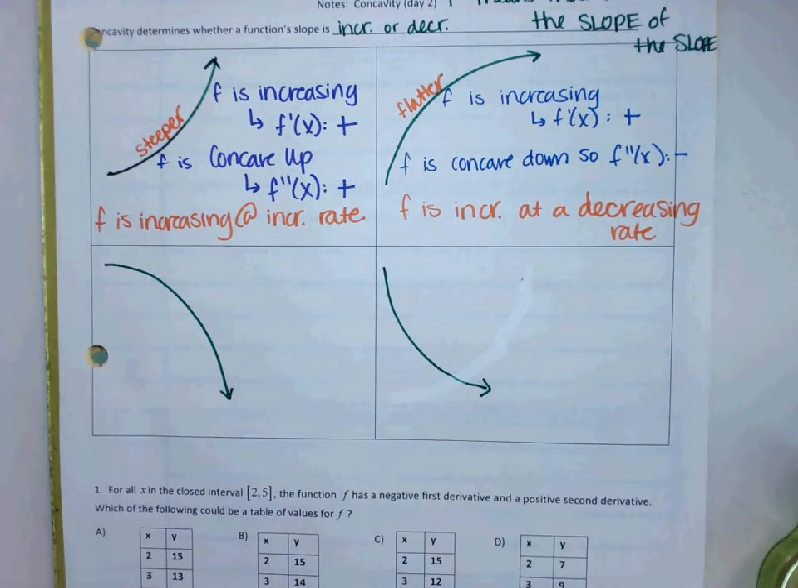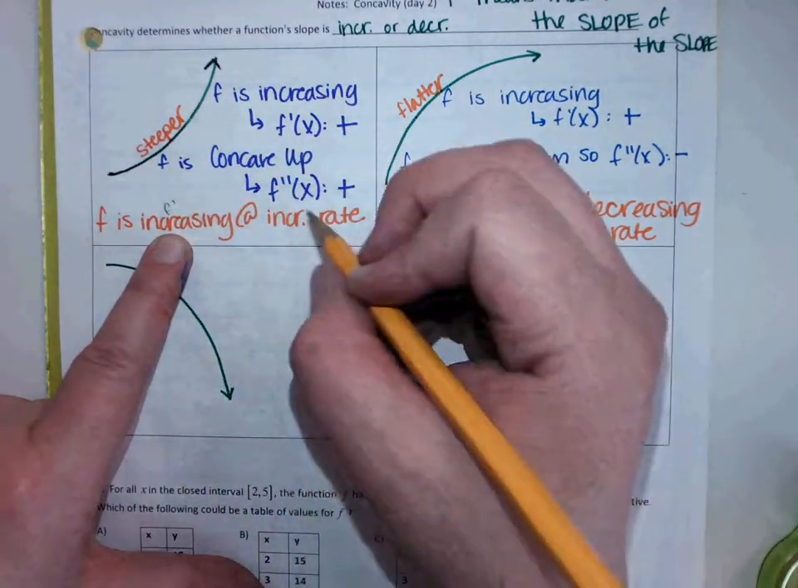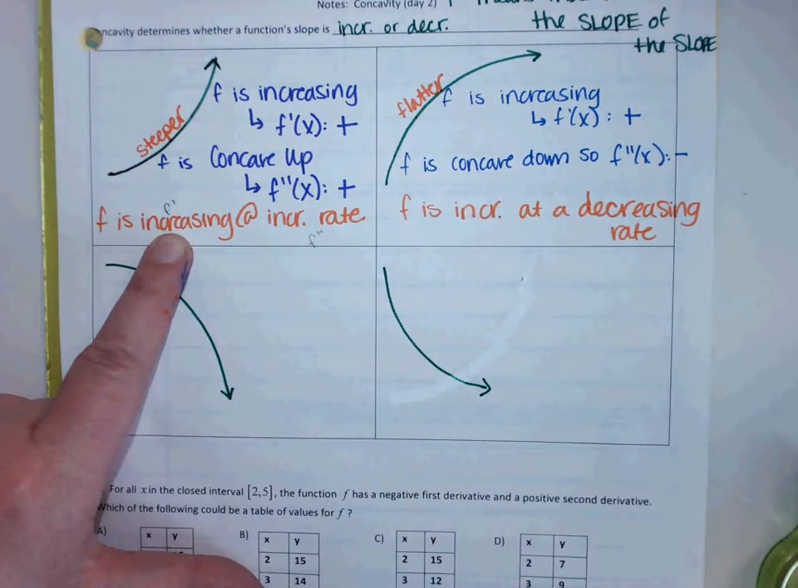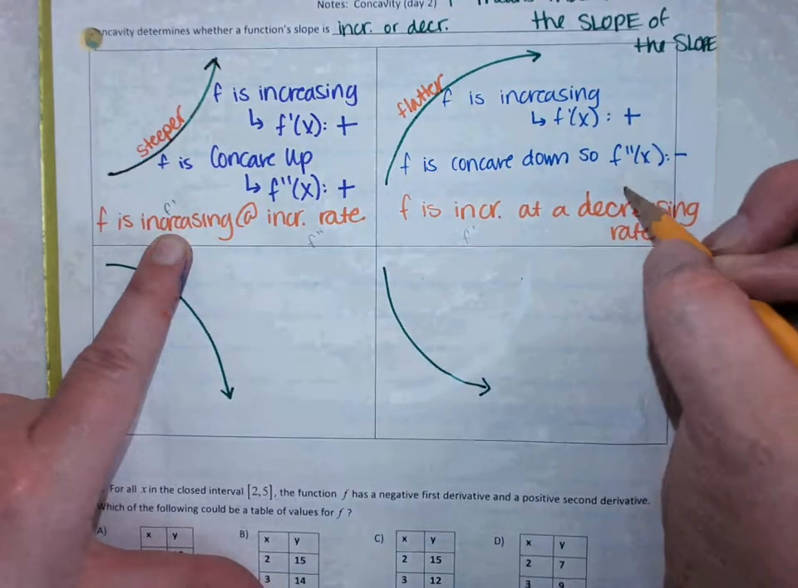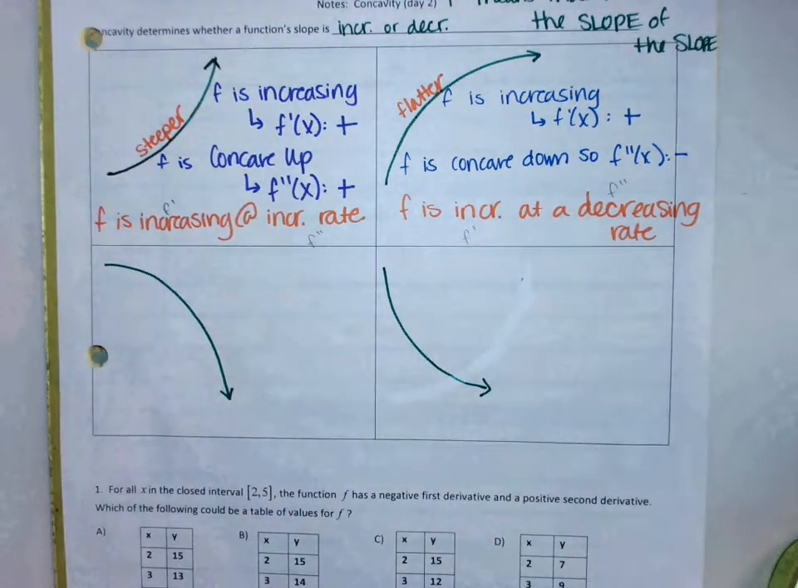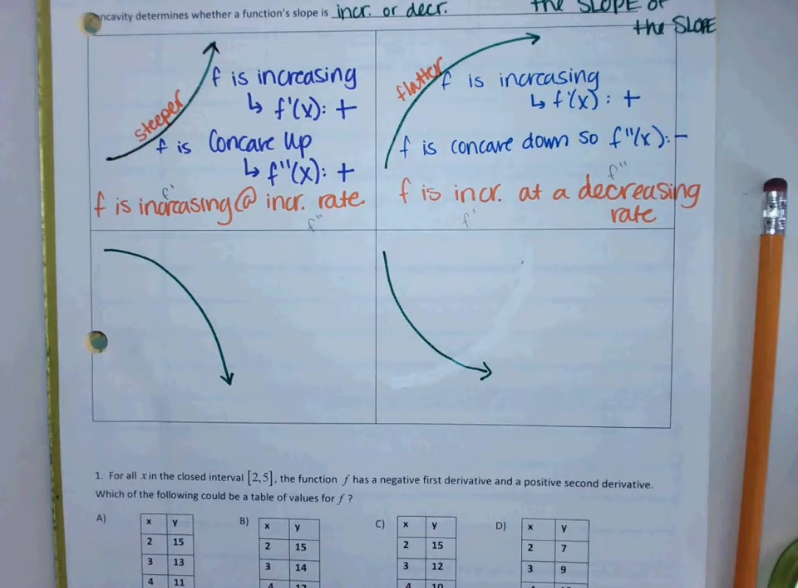So the first word that you're saying here is a result of f prime. The second result is from the sign of f double prime. The first derivative tells me it's increasing. The second derivative tells me how it's increasing: if it's increasing faster and faster, or slower and slower. Good? Okay, look at the next two graphs.